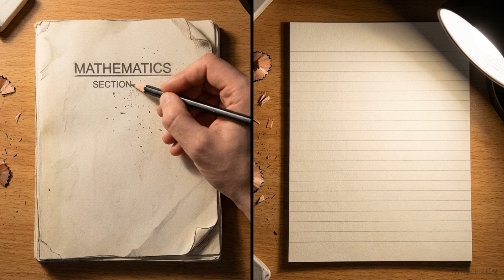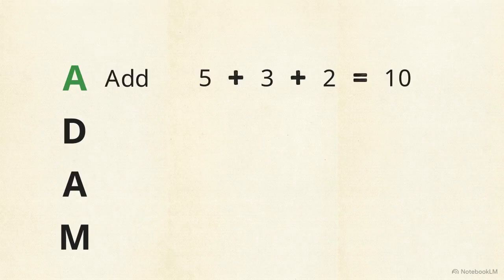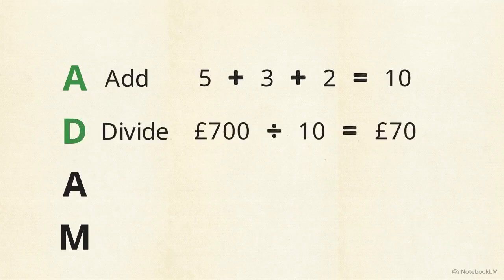Here, we need to divide a total of 700 pounds into a 5 to 3 to 2 ratio. Avoid the common mistake of trying to immediately divide that 700 pounds by the individual ratio numbers. We need to use total parts. Imagine the ratio as physical shares of a whole sum. Use the atom method. Step 1 is add the parts together. 5 plus 3 plus 2 equals 10 parts in total.